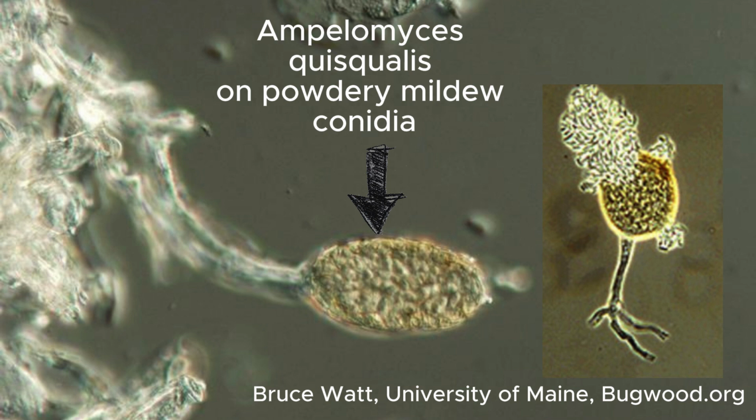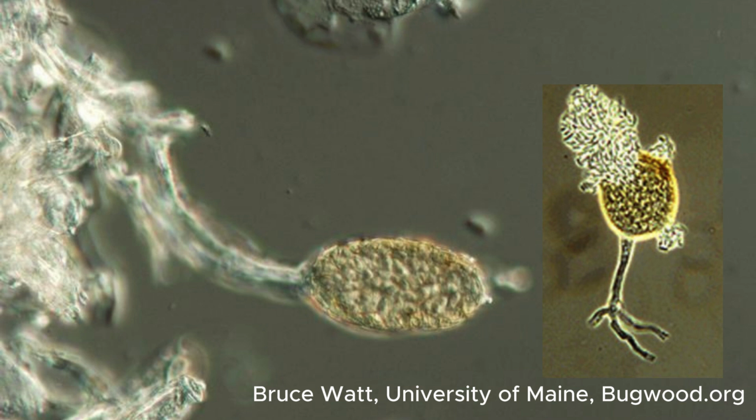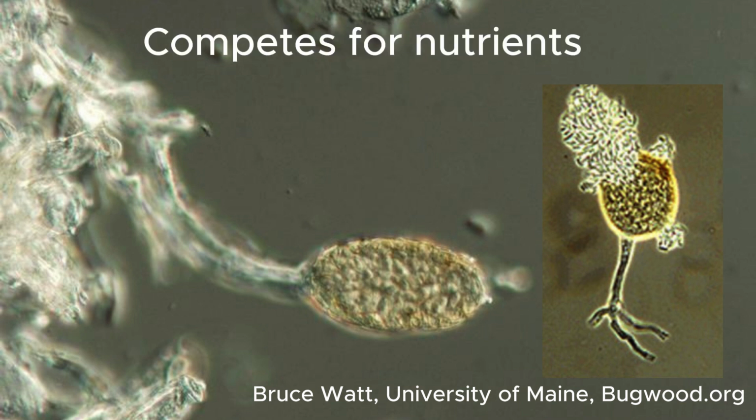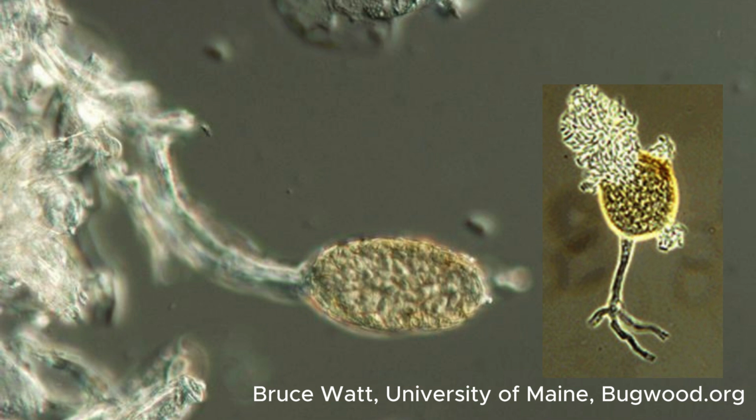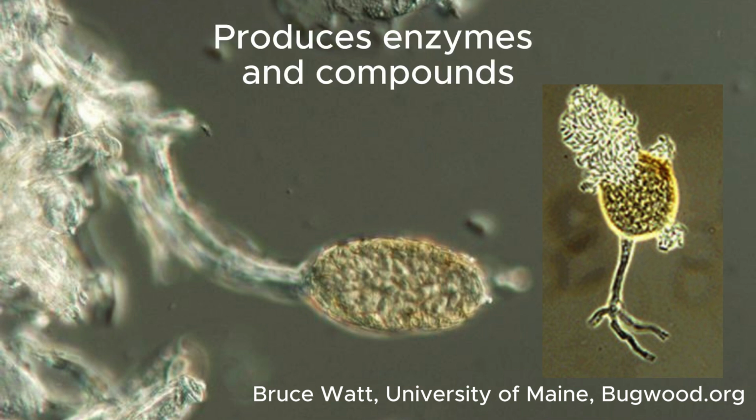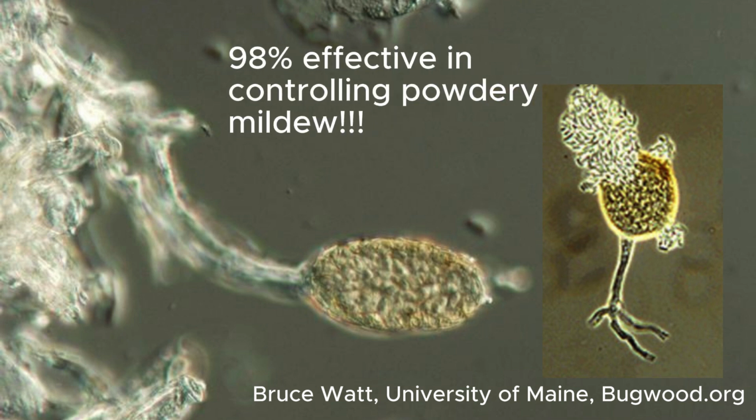And then once it is established, Ampelomyces competes with the powdery mildew for nutrients and space, ultimately reducing the severity of the disease. Additionally, Ampelomyces may produce enzymes or other compounds that directly inhibit the growth and the reproduction of powdery mildew. In the subsequent videos on plant fungal diseases, we shall be looking at how Bacillus subtilis and Bacillus amyloliquefaciens control other fungal diseases.